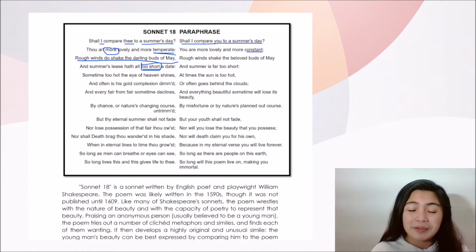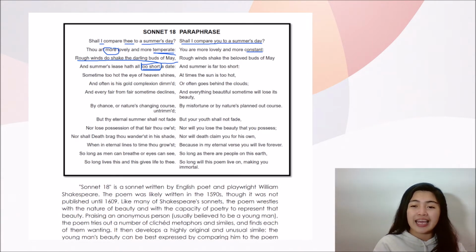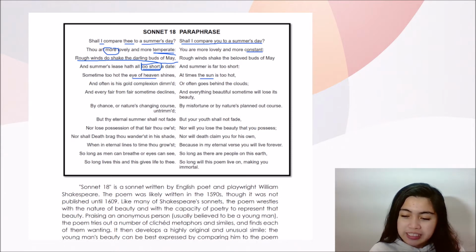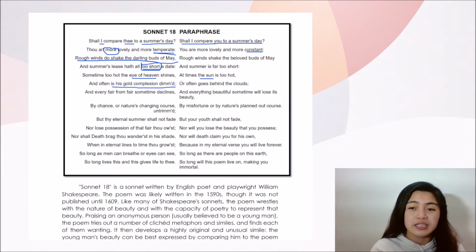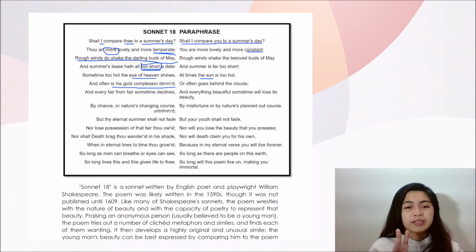And then, sabi niya dito sa 5th line, sometime too hot the eye of heaven shines. As you can see, eye of heaven, ang tinutukoy niyan ay yung ating sun. Sometime too hot the eye of heaven shines, and often is his gold complexion dimmed. Often goes behind the clouds. Sometimes, it shines, and then sometimes, it is dark, or natatakpan ng clouds. Ayan, yan yung 5th and 6th line.